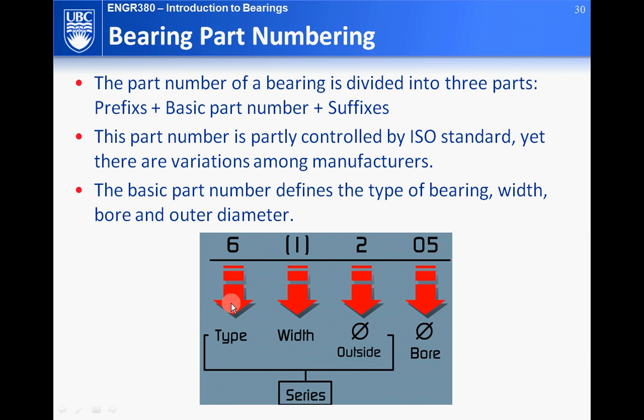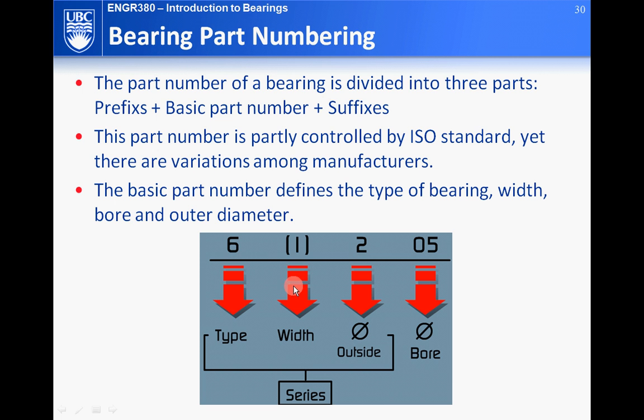But the first digit is what we call the type, the type of the bearing. I'll show you in the next diagram what the type means. Type basically means: is it a ball bearing? Is it a roller bearing? Is it something else?